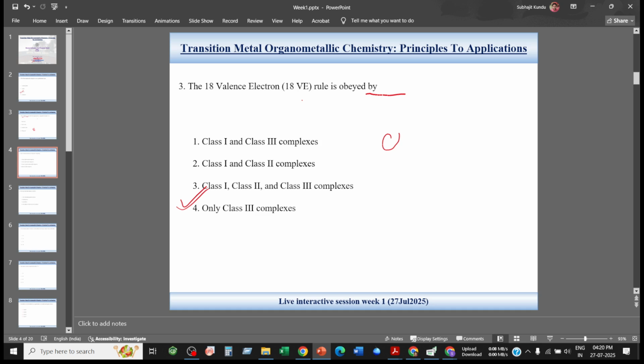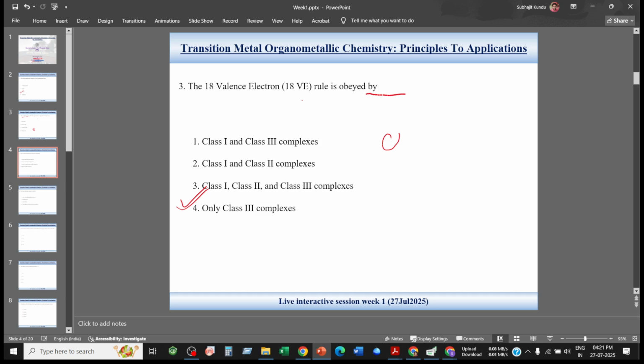Let me tell you again that for the class 1 complexes, the valence electron can be any number, but it is not 18. That means it can be 12, 13, 14, 15, 16, 17 but not 18. It can have the numbers 19, 20, 21 and 22. For the class 2 complexes, any number but it should be below 18, that is, it will stop at 17, not 18. And for the 18 valence electron complexes, we have made only the class which is class 3 complexes.